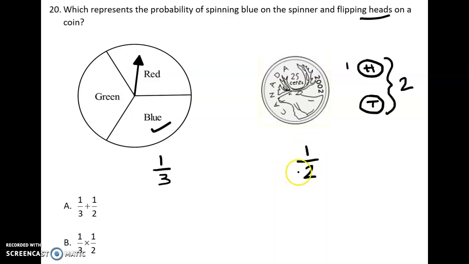So the probability of me spinning and getting blue and flipping and getting heads would be 1/3 times 1/2, which would be 1/6. And we'll look right here and we'll see 1/3 times 1/2.